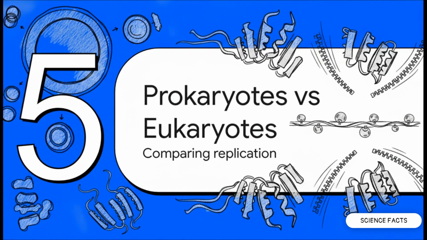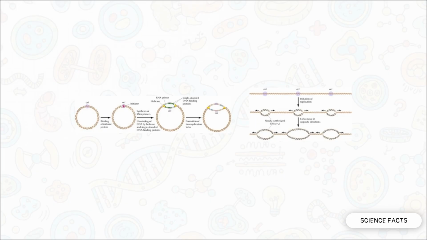Let's shift gears slightly. Section 5, Prokaryotic versus Eukaryotic Replication. So how do bacteria handle this compared to us? Well, prokaryotes, like bacteria, have small circular genomes. Because of that, they only need one origin of replication, just a single bubble that grows and grows until the whole circle is copied. But eukaryotes, like us, we have massive linear chromosomes.